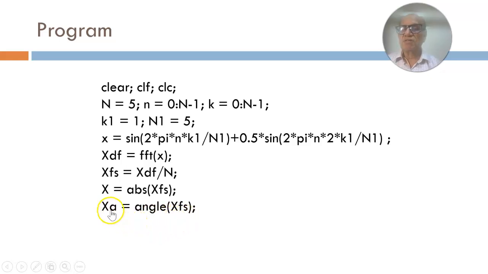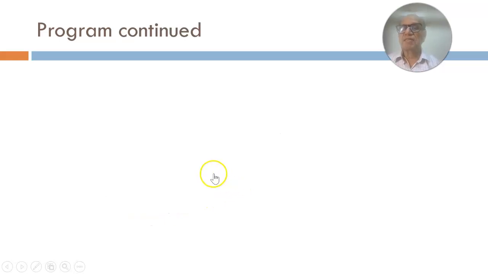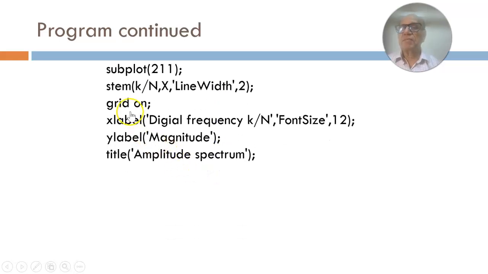So it's now a question of plotting X as a function of K by N, as a function of digital frequency. That will give you the magnitude spectrum. And then plotting XA as a function of K by N again, that will give you the phase spectrum. So that is straightforward. So subplot 211 stem K by N. Mind you, on the x-axis we are plotting digital frequency. So it's K by N, X is the amplitude.